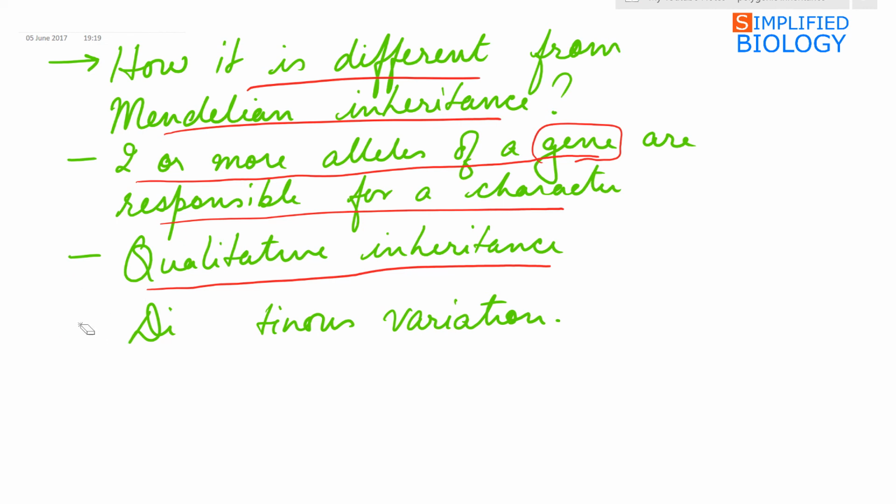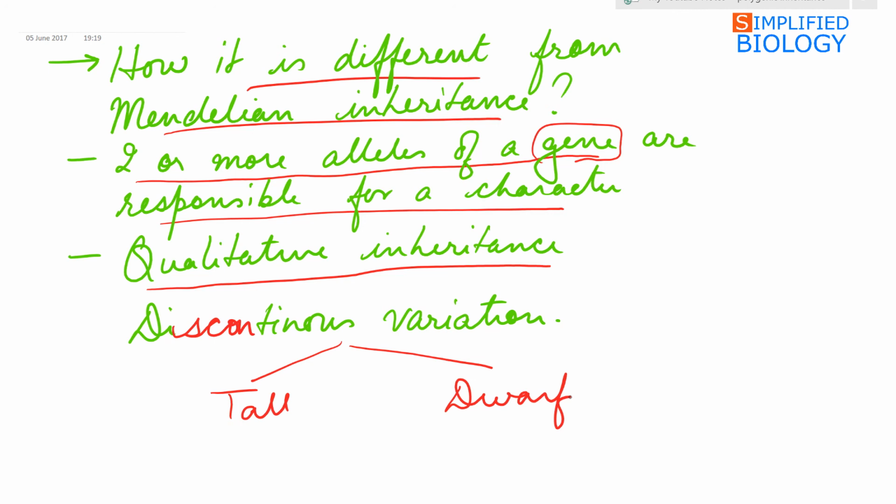In Mendelian inheritance, discontinuous variation is seen, means the offsprings produced can be divided into two distinct classes. Like in case of height of the plant, it is either tall or dwarf. While in case of polygenic inheritance, continuous variation is seen. You cannot divide the offspring into two distinct classes, that is tall and dwarf. A range of heights can be seen. So that is continuous variation.